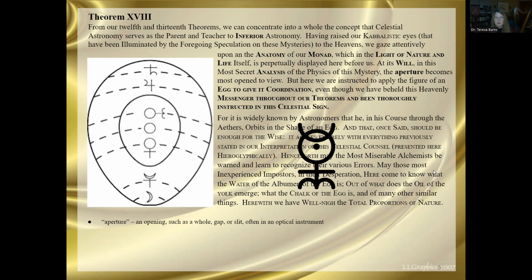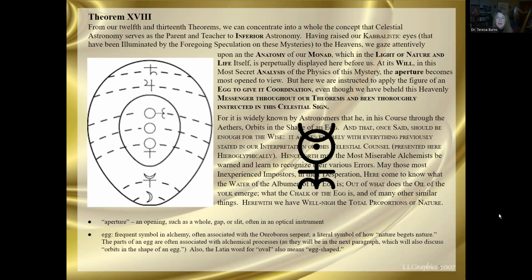Okay, so what we're looking at here, since the aperture is open and the world has fallen, is perhaps opening the aperture to that light of Tiferet through your Kabbalistic eyes that have been illuminated by the foregoing speculation on the mysteries. Just to add to that, the egg itself is a frequent symbol in alchemy, and he is using alchemy as a huge metaphor here.